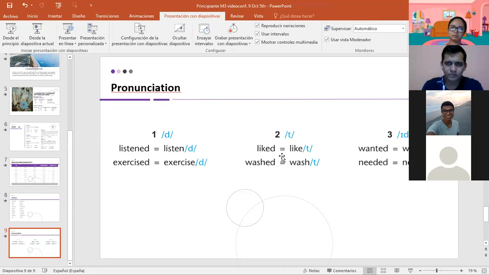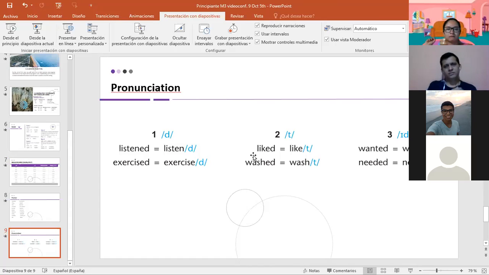Ahora, si el sonido no es voceado, como la SH, la CH, la K, todos esos sonidos, si el verbo termina así, entonces nosotros vamos a pronunciar la T. Por ejemplo, like, el último sonido que escuchamos es la K. Entonces vamos a pronunciar liked. En el verbo wash, el último sonido que escuchamos es sh. Entonces decimos washed. Se pronuncia la T al final.